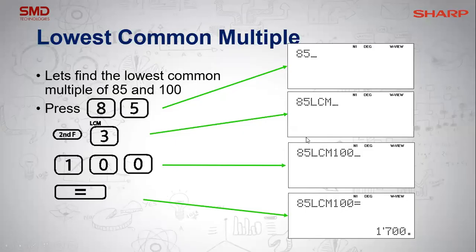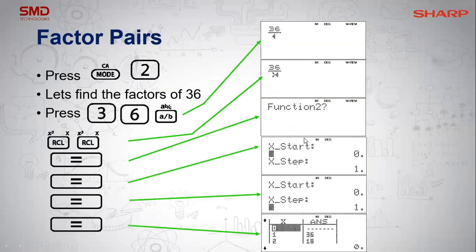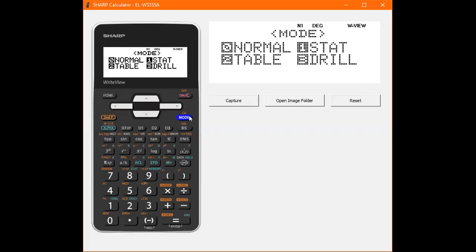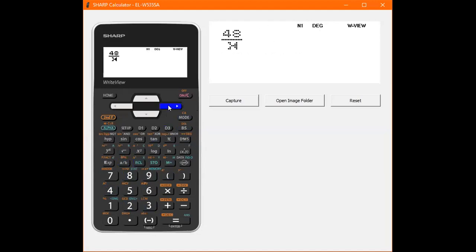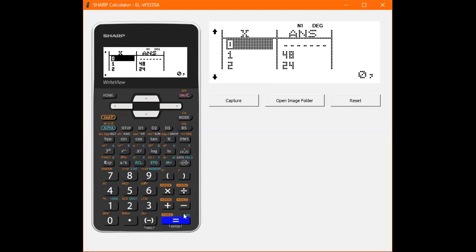So for grade 10, the LCM is quite useful in terms of finding your lowest common denominator when you start talking about algebraic fractions. Now, you can also find factor pairs, and I'll show you this. We're going to use our table mode here. So mode and then to table. And what you do is you just type in a number you would like factor pairs of. So say, for example, 48. Press the fraction button, press RCL twice to make an X, and then just press equals, equals, equals, equals.